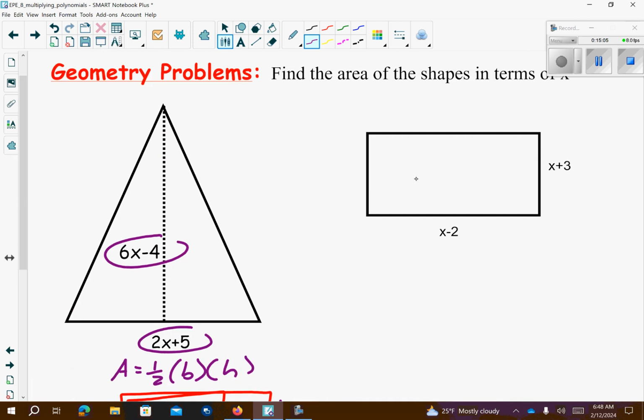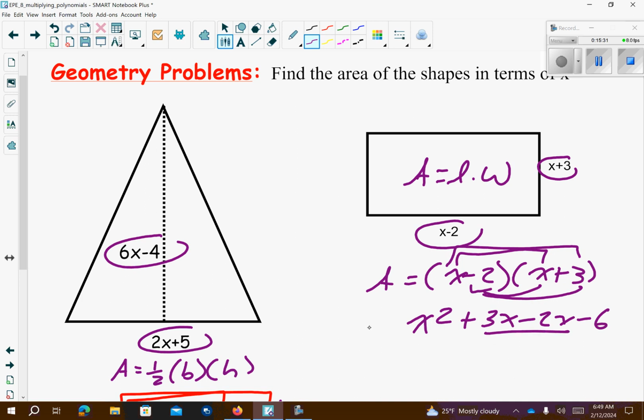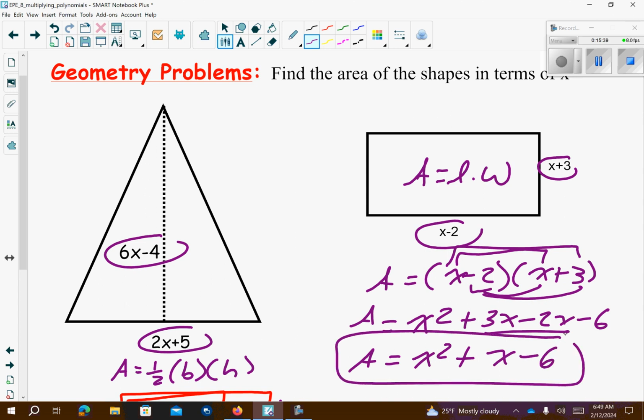We go up to our rectangle, and the area of a rectangle is length times width. Okay, so length and width, so area is equal to x minus 2 and x plus 3. Let's multiply these together. X times x is x squared. X times 3 is positive 3x. Negative 2 times x is negative 2x. Negative 2 times 3 is negative 6. Those are like terms. Again, this is the area. So I'm going to get x squared plus x minus 6. So that's the area of a rectangle represented as polynomials.